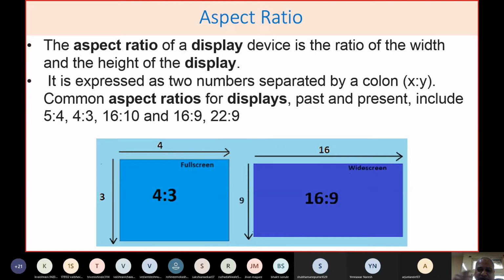And that is why nowadays most laptops, TVs, desktops, or monitors come with a width of 16 and a vertical height of 9, that is 16 to 9. This aspect ratio is almost becoming the standard. But apart from these two standards, 4:3 and 16:9, there are some other standards too, that is 5:4, 16:10, and 22:9. So this is all related to the definition of aspect ratio.